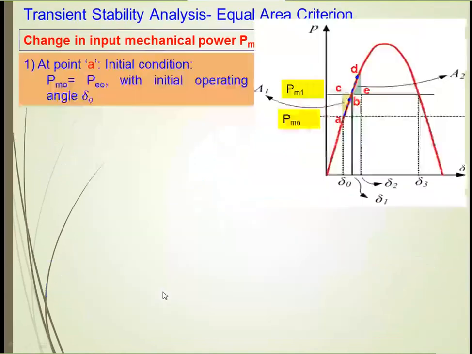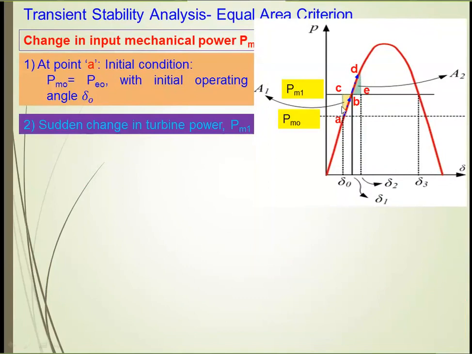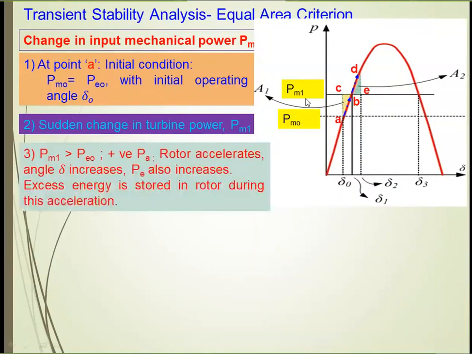Here we discuss this criteria in more detail. Now at the point A, this is your initial condition, and PMO is equal to PEO with an operating angle of delta naught. Now we apply a sudden change in the turbine mechanical power, and we change it to PM1. Now in this case, step 1, step 2, and step 3 are referred from the previous slide only, right?